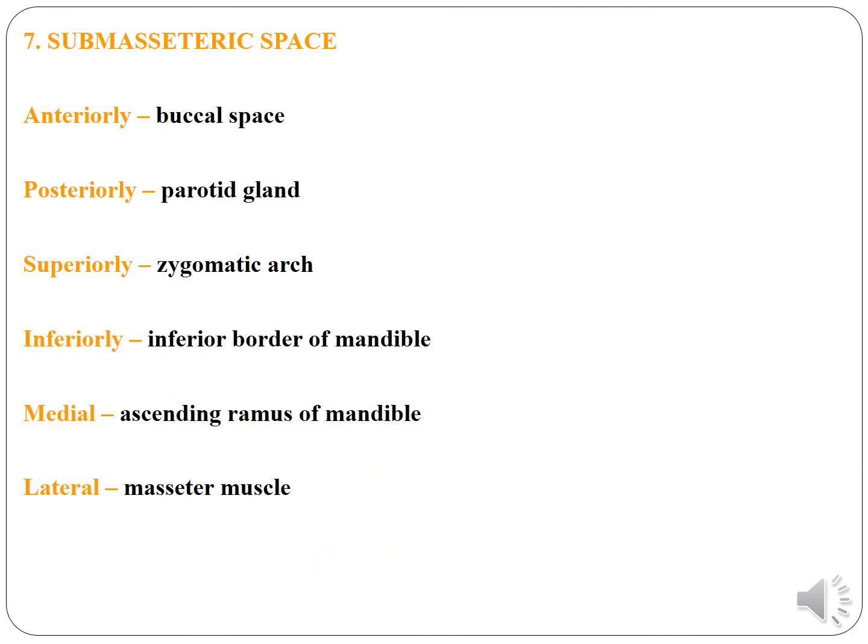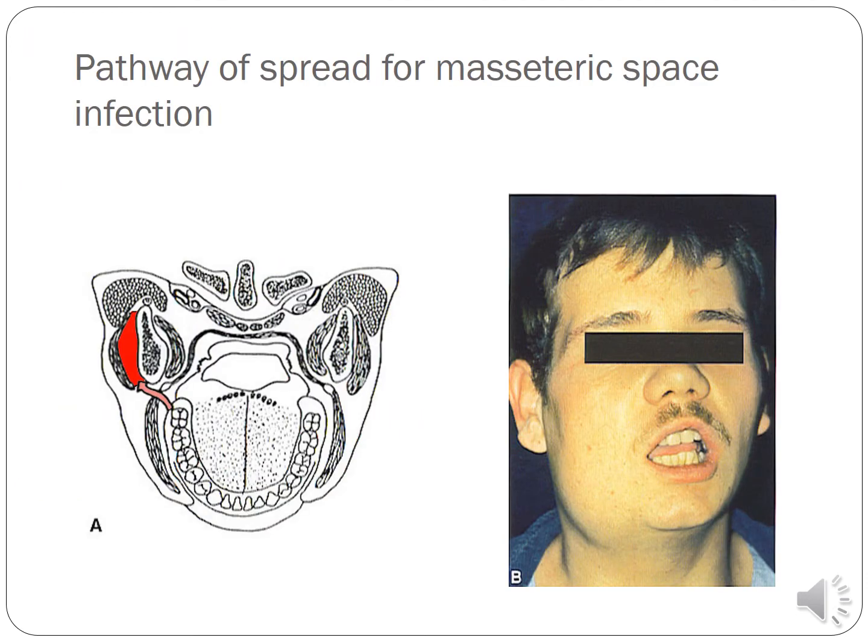The submasseteric space is bounded anteriorly by the buccal space, posteriorly by the parotid gland, superiorly by the zygomatic arch, inferiorly by the inferior border of the mandible, medially by the ascending ramus of the mandible, and laterally by the masseter muscle. So this is the pathway of spread of masseteric space infection.